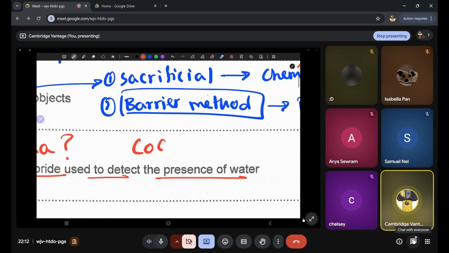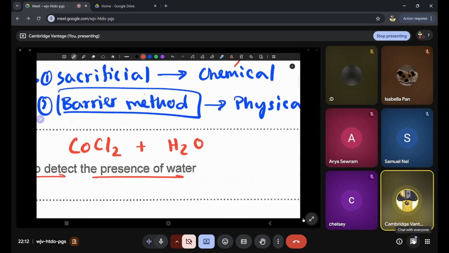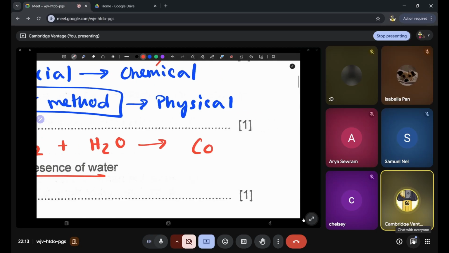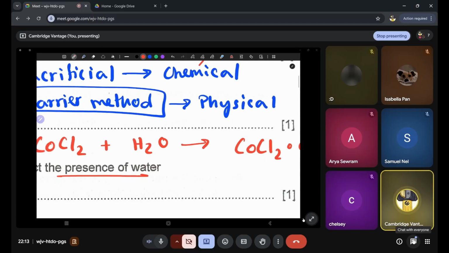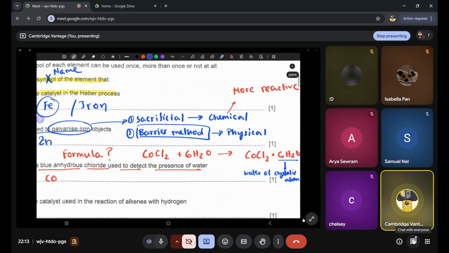So the reaction that is going to happen is something like this: cobalt chloride plus H2O is going to give you hydrated cobalt chloride. And it is going to have 6 water molecules attached to it. And these water molecules that are attached to this salt are called water of crystallization.